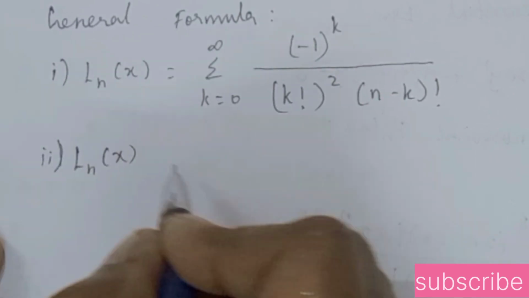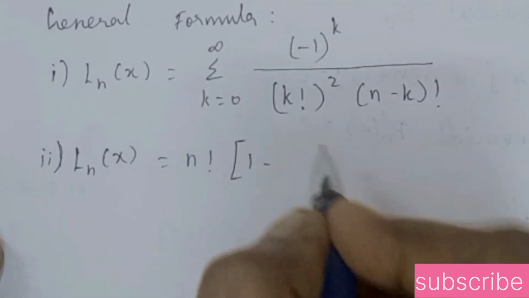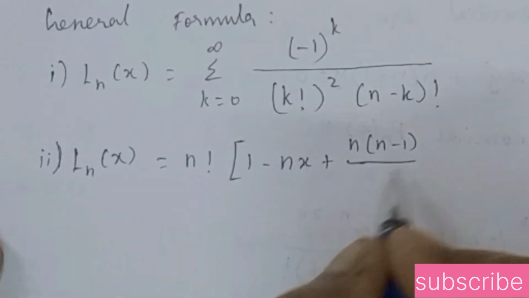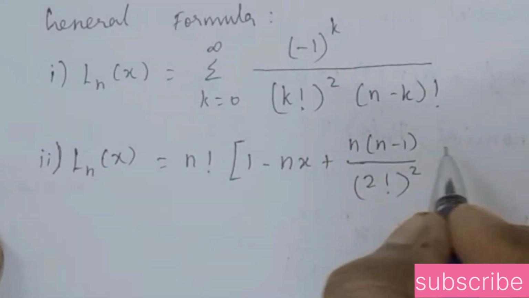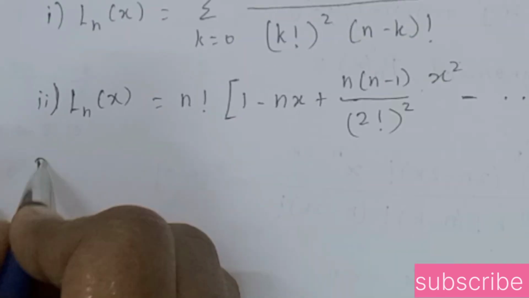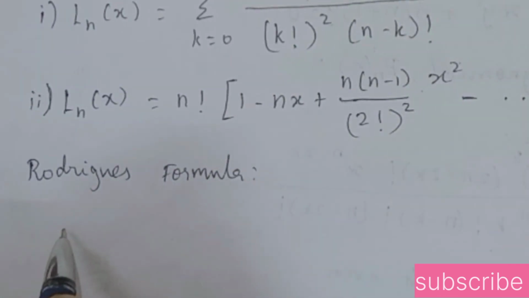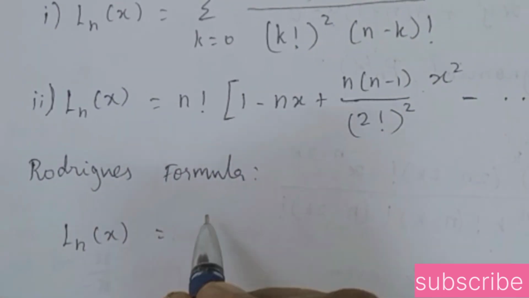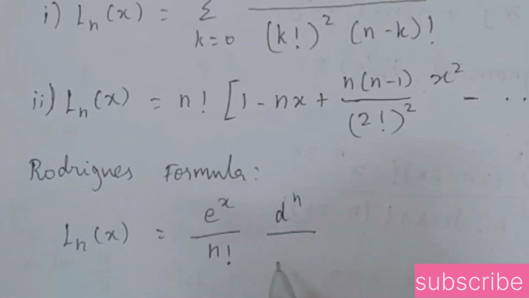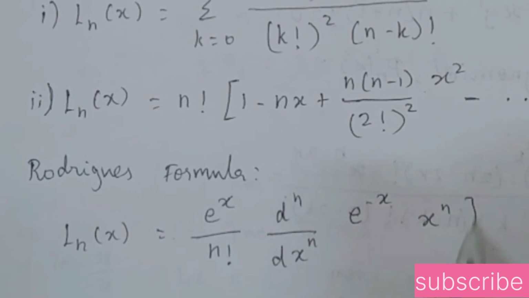Second one, Ln of x equal to n factorial into 1 minus nx plus n into n minus 1 into x squared divided by 2 factorial the whole squared minus, it goes on. The Rodrigues formula of Laguerre polynomial is Ln of x equal to e power x divided by n factorial into d to the power n by dx to the power n of e power minus x into x power n.